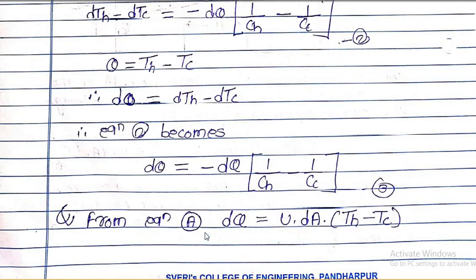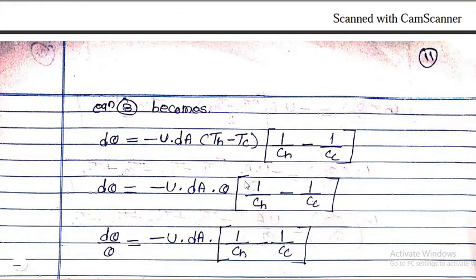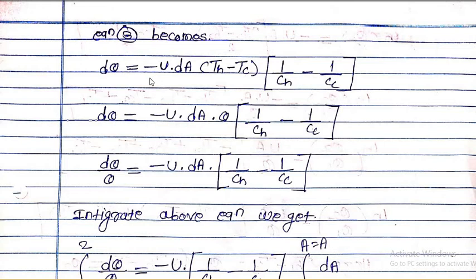Equation A says that dq is equal to U multiplied by dA multiplied by (Th minus Tc), where U is the overall heat transfer coefficient, dA is the elementary area, and the inlet temperature difference for the elemental area is Th minus Tc. Now we have to put this expression for dq in equation number 3. So equation 3 becomes dq is equal to minus U multiplied by dA into (Th minus Tc) multiplied by (1 upon Ch minus 1 upon Cc).